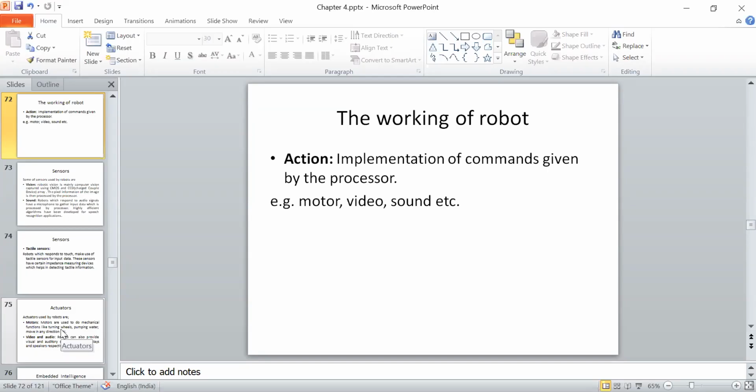So what could be the actuator here? It could be a motor, it could be a video, it could be an audio device. You just display the information. It may possible that it create a sound for that particular information. So that depends on what kind of action you want from your robot.